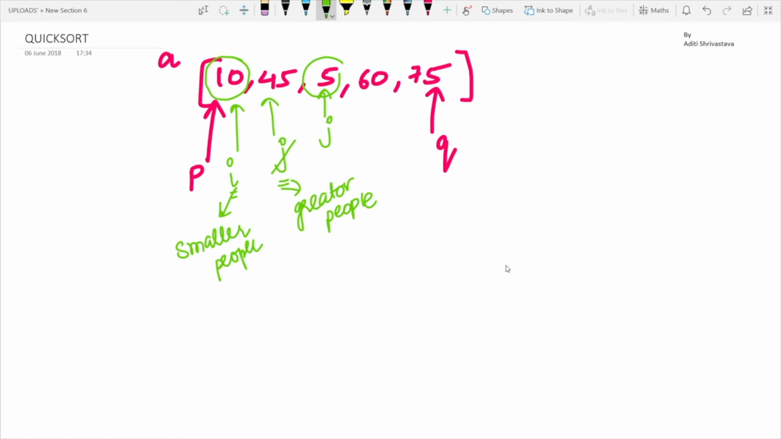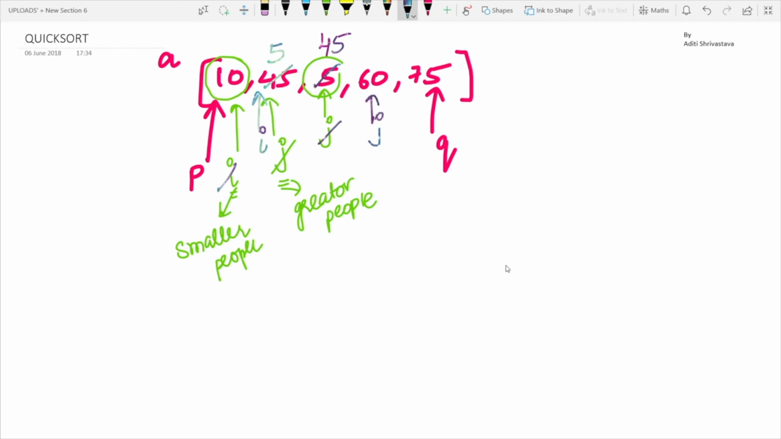So J gave a promise to I that it will give a lesser number to I. So what happens is that I will be incremented. I has incremented here, and both will swap. Both these values will be swapped, so here comes 5 and here comes 45. Now J's work is over. Then J will be incremented. So J comes here, and J is pointing to 60.